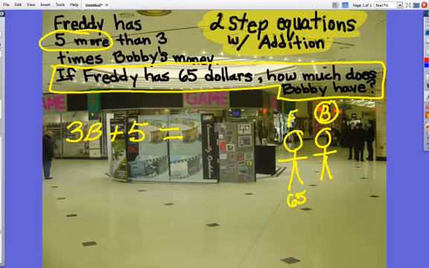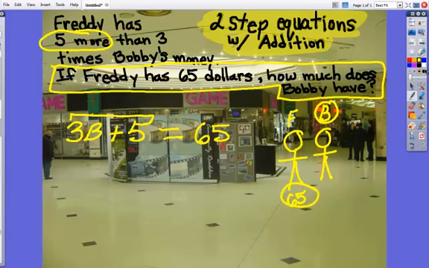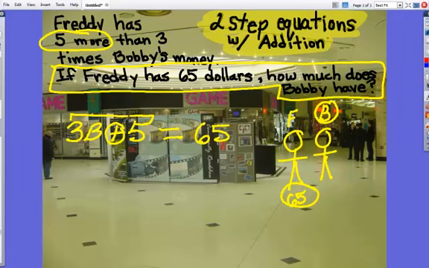So we all know that all of this on the left-hand side of the equation represents what Freddie has, which happens to be $65. So let's write that in. So what we've been learning is that our inverse operation, and in this case our inverse operation of addition, is going to be subtraction. So let's go ahead and put a subtraction sign right underneath that. And we're going to use it on both sides. So we're going to subtract 5 from both sides.